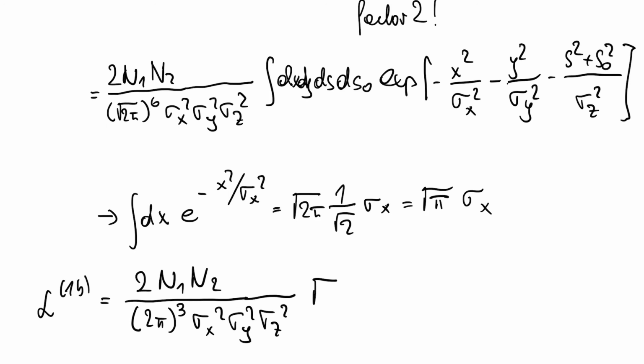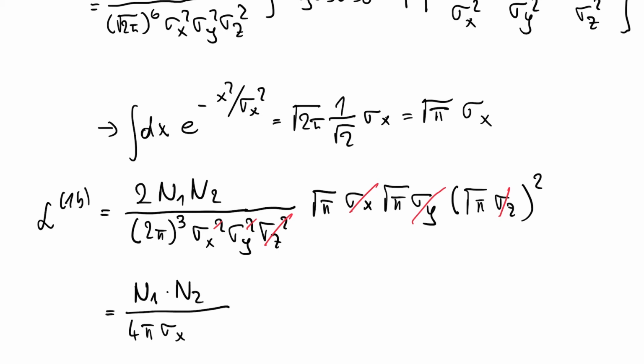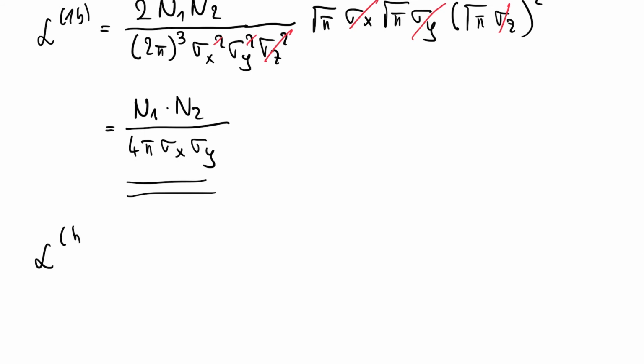Prefactors first. We get from the x integral square root pi sigma x, same for sigma y. And then we have an s and an s0 integration with the same sigma z, so that's a square here. And now all we have to do is cancel these factors. The sigma z's cancel, all the sigma z's cancel, sigma x, sigma y cancel once, so we arrive at an expression of n1 times n2 over 4 pi times sigma x, sigma y. And that's the end result of the luminosity that's coming from one bunch crossing.